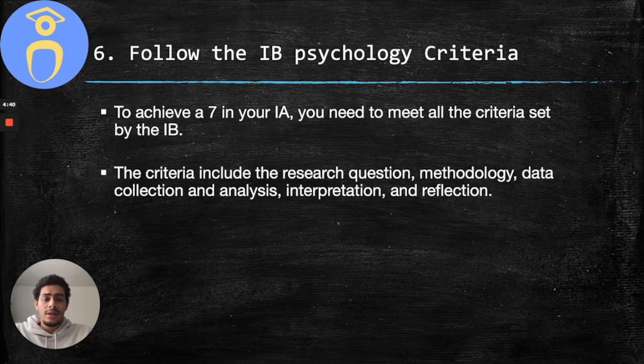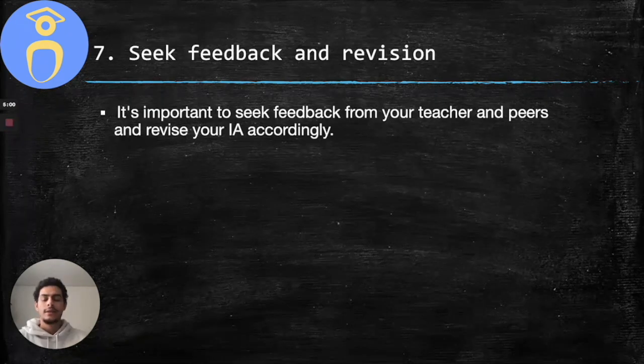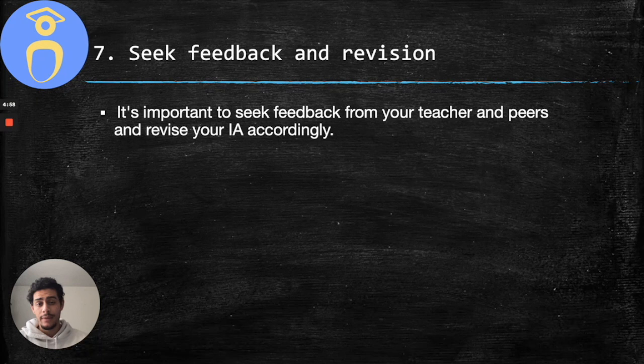The criteria include the research question, the methodology, data collection and analysis, interpretation, and the reflection. You want to make sure that you're constantly checking back and putting all the requirements that the IB wants from you in your IA. Tip number 7 and our final tip for the day is seek feedback and revision.